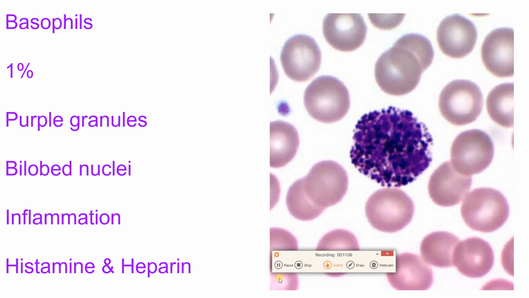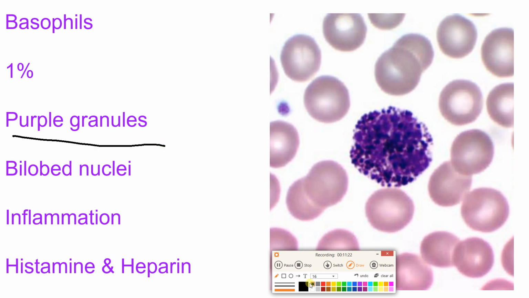Basophils, my final granulocyte. Now, basophils make up 1% or less of your circulating white blood cells. Their diagnostic feature are these purple granules. They have these very dark purple granules that we can see in here. And these dark purple granules often obscure the nucleus. It's hard to even see that nucleus in there, but the nuclei tend to be bilobed.